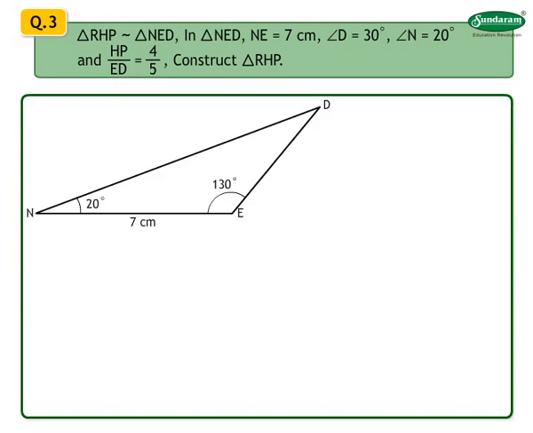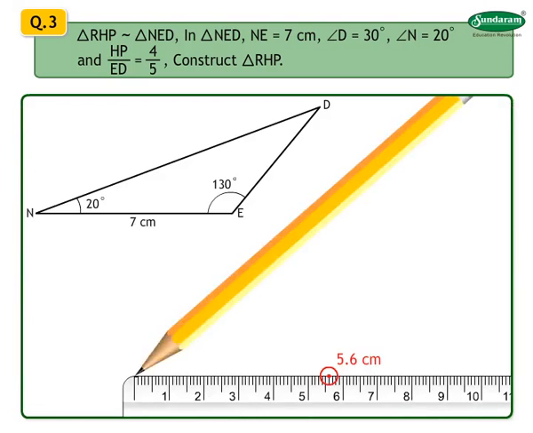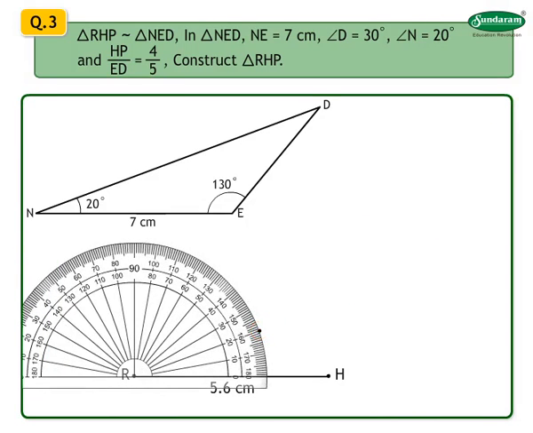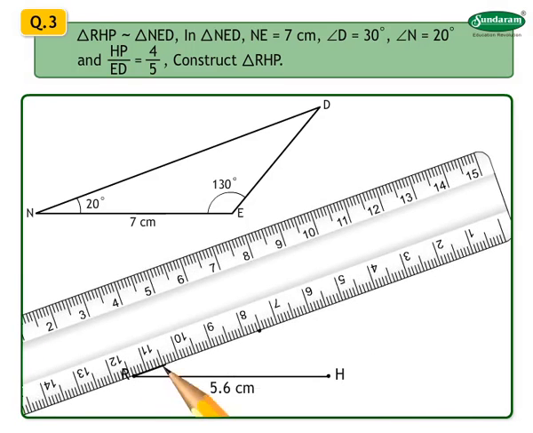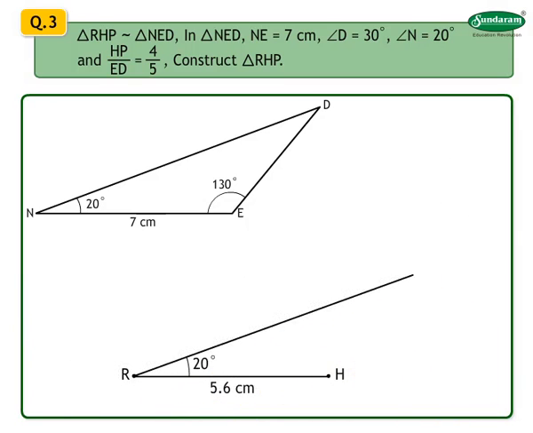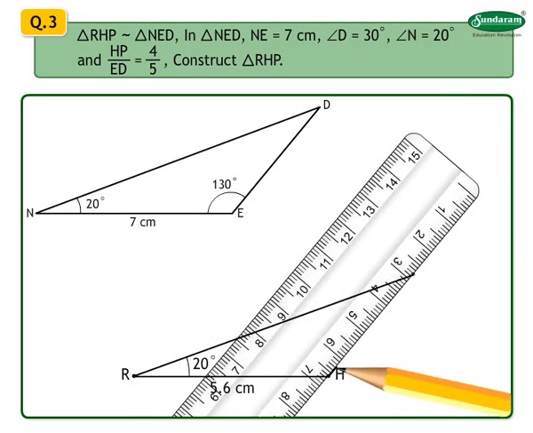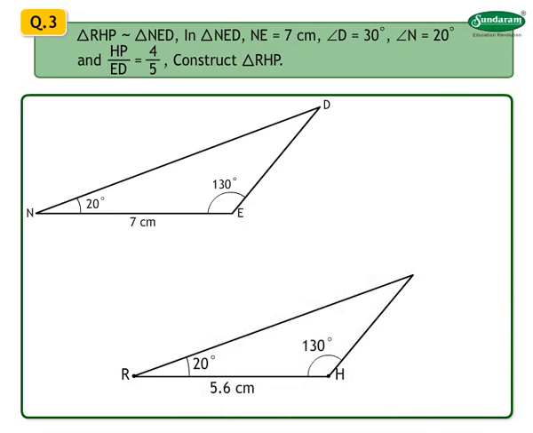Now let's begin the construction. Draw a segment RH of 5.6 centimeters. Keep the protractor on point R, measure 20 degrees and draw angle R. Now, again keep the protractor on point H. Measure 130 degrees and draw angle H. Let the point of intersection of both the angles be point P. Thus we get the required triangle RHP.